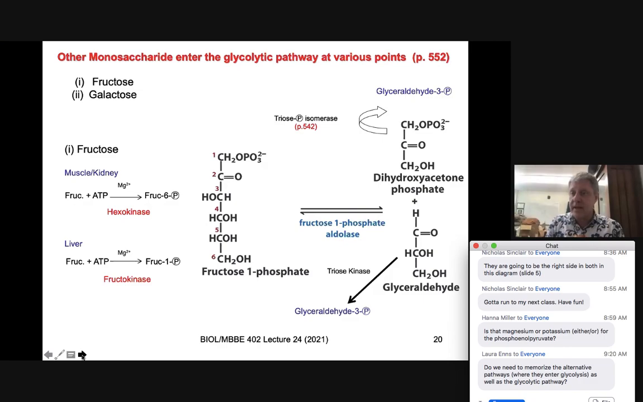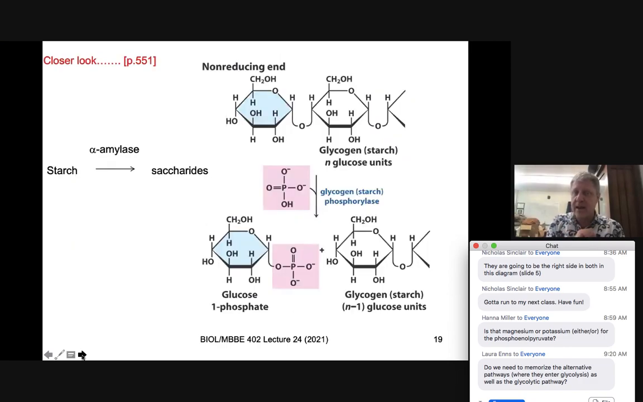So I will leave it at that in regards to looking at reducing sugars and how we're going to metabolize those reducing sugars to feed our glycolytic pathway.